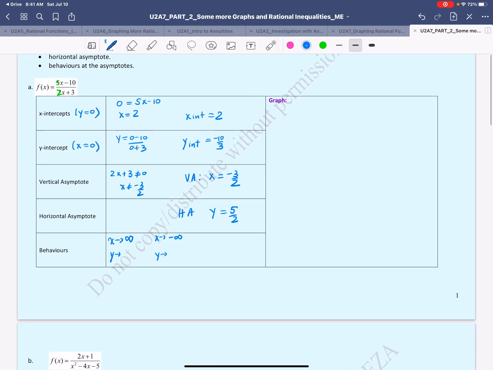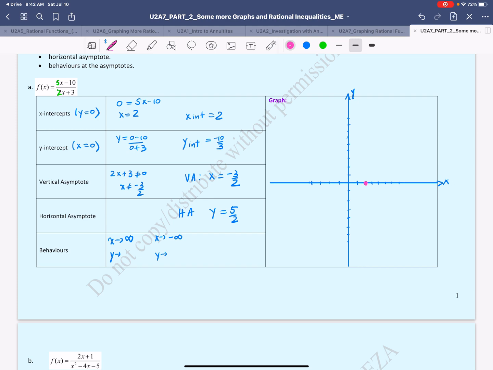So let's get started with the graph. I'm going to draw the axis, and I will try to scale it as precisely as I can. So here we go, 1, 2, 3, 4, 5. And you get the idea. So we are going to draw the asymptotes first. I really like to label the axis. Important. So we have an x-intercept at 2.